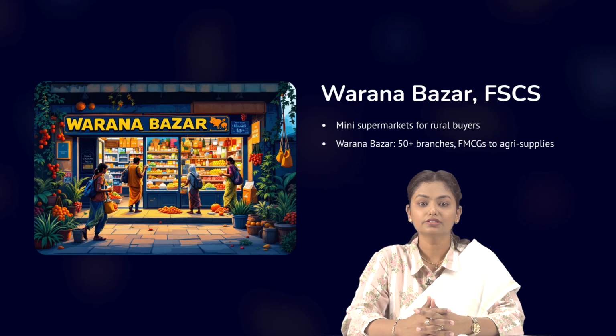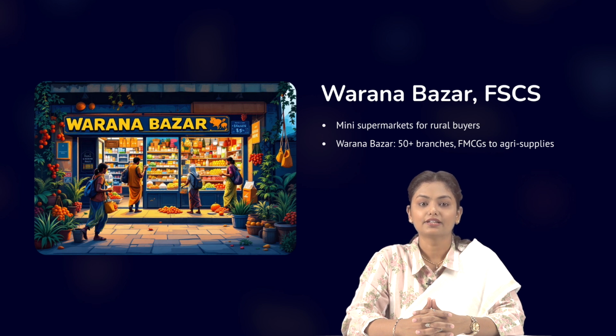In the cooperative movement, some models like Varna Bazaar and Farmers Services Cooperative Societies are very important. These cooperatives work like small supermarkets for rural customers, selling everyday items, household goods and farming supplies at fair prices. Varna Bazaar is a great example.